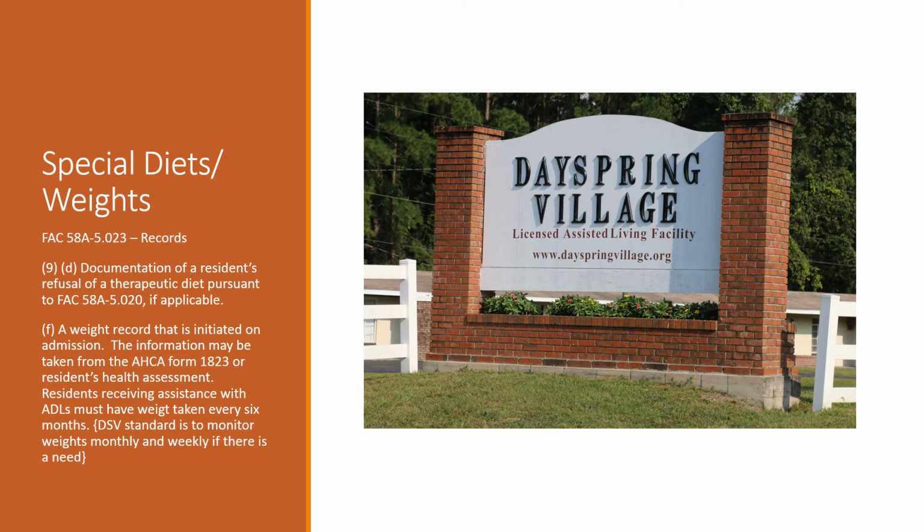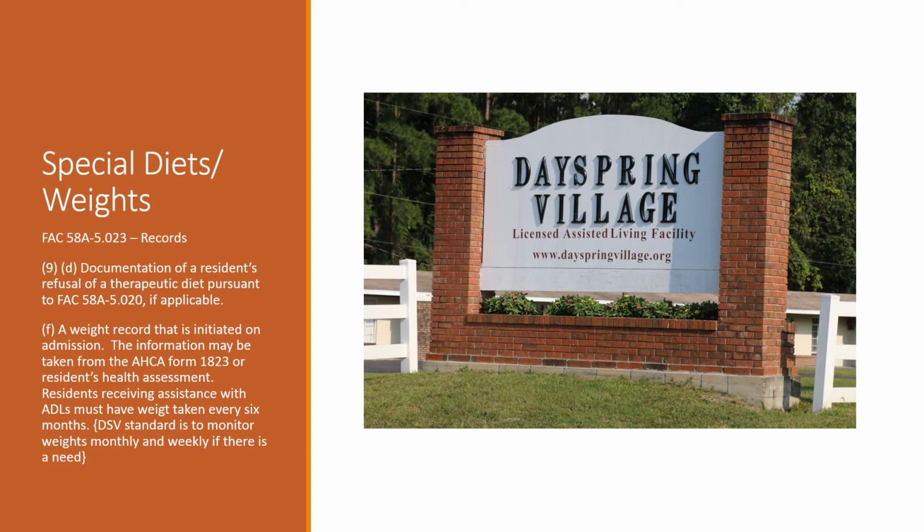So again, it's also important to communicate about special diets and weights. It's a really important resident record type issue. And so documentation of a resident's refusal of a therapeutic diet has to be documented in the resident record. The weight record is initiated on admission. So the day that the resident gets there, you have to ensure that the weight is recorded into PointClickCare. This is really important. The information may be taken from the AHCA Form 1823 or Resident's Health Assessment.